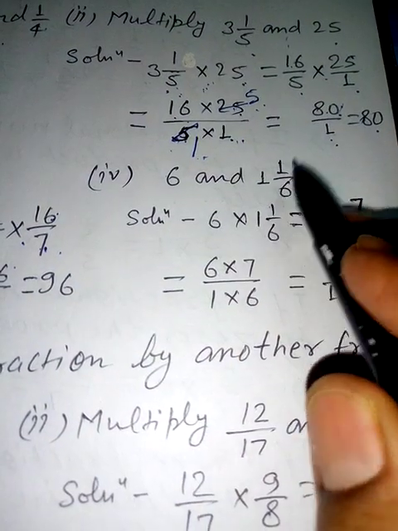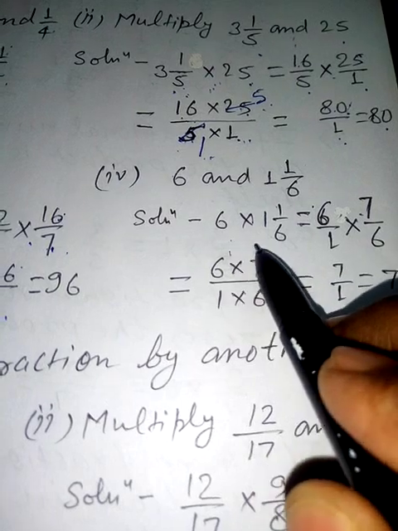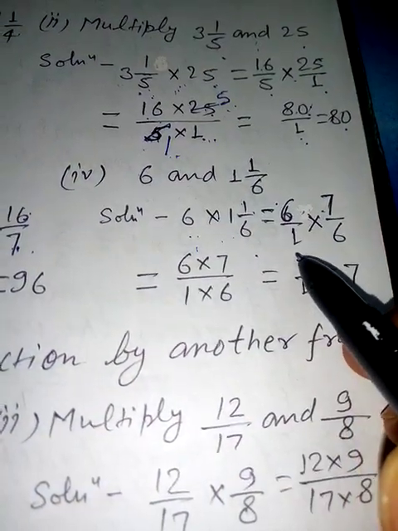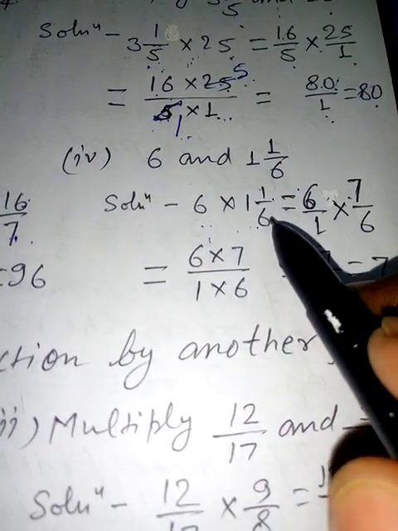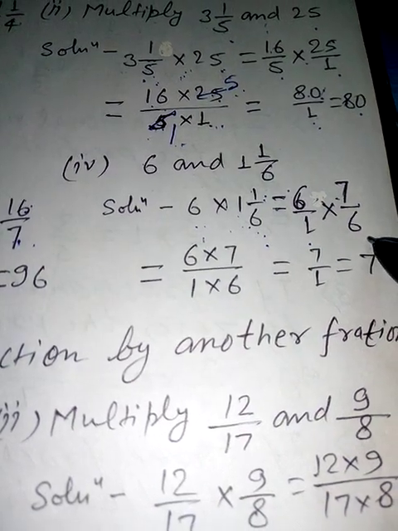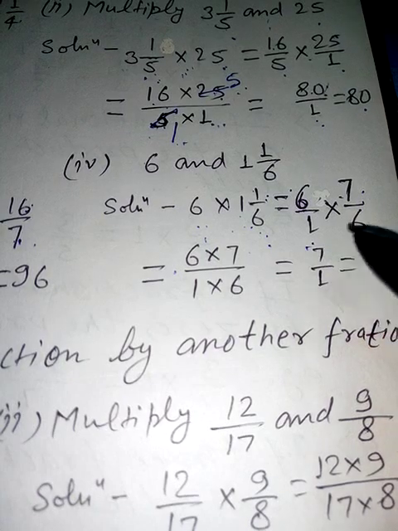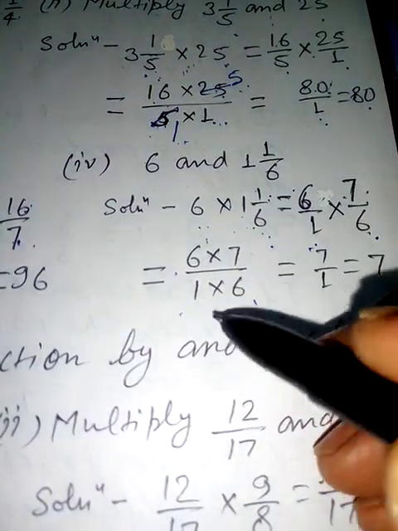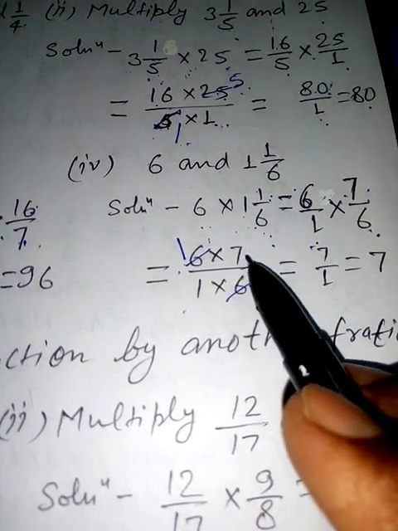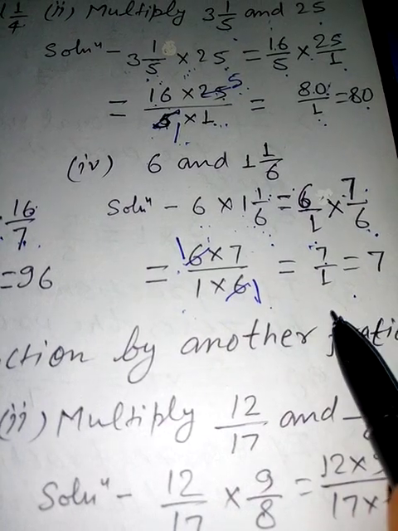The next example, 6 and 1 whole 1 by 6. Just write the question, 6 into 1 whole 1 by 6. Then write 6 as 6 by 1. And now this 1 whole 1 by 6 can be written as 6 ones are 6, plus 1, 7 by 6. Now 6 into 7 in the numerator and 1 into 6 in the denominator. And you can reduce it, 6 ones are 6, 6 ones are 6. Only 7 is left. So 7 ones are 7 and 1 one is 1. 7 by 1 can be written as 7.